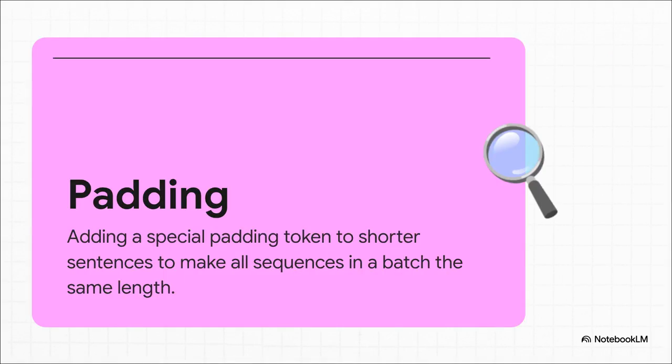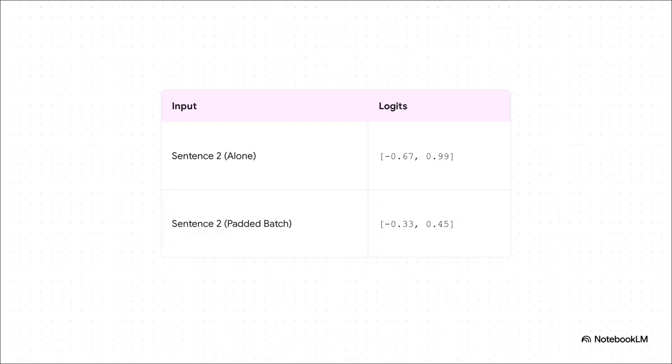The solution to this is something called padding. The idea is super straightforward. We just add a special, meaningless padding token to the shorter sentences until every sentence in our batch is the exact same length. Problem solved, right? Well, not quite. And this is where things get really weird and kind of frustrating if you don't know what's going on. Take a look at the model's output, the logits, for our second sentence. When we process it all by itself, we get one result. But when we process it inside that padded batch, the results are totally different. So padding fixed our shape error, but it completely broke our model's predictions.